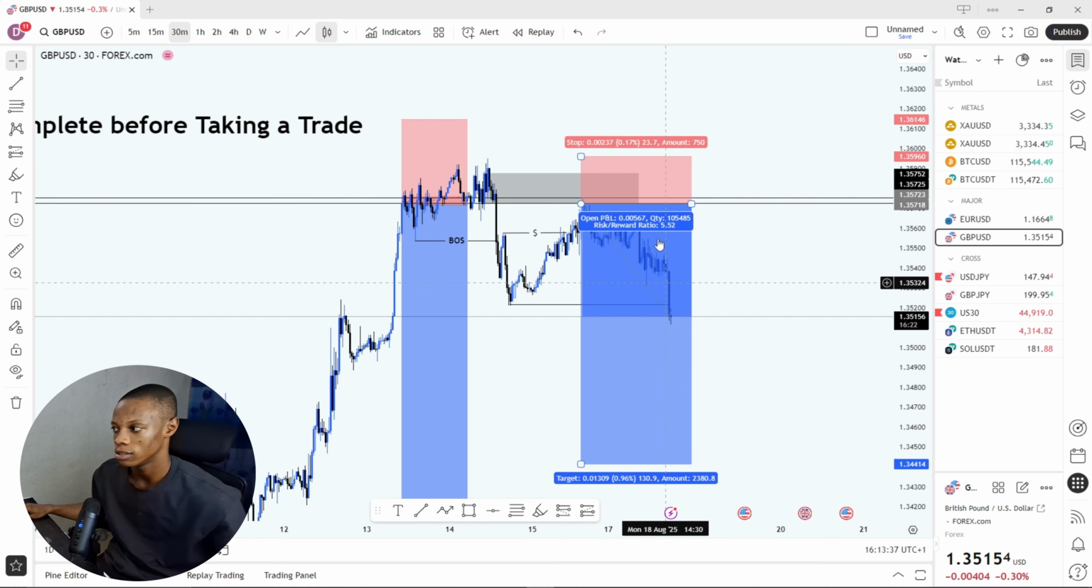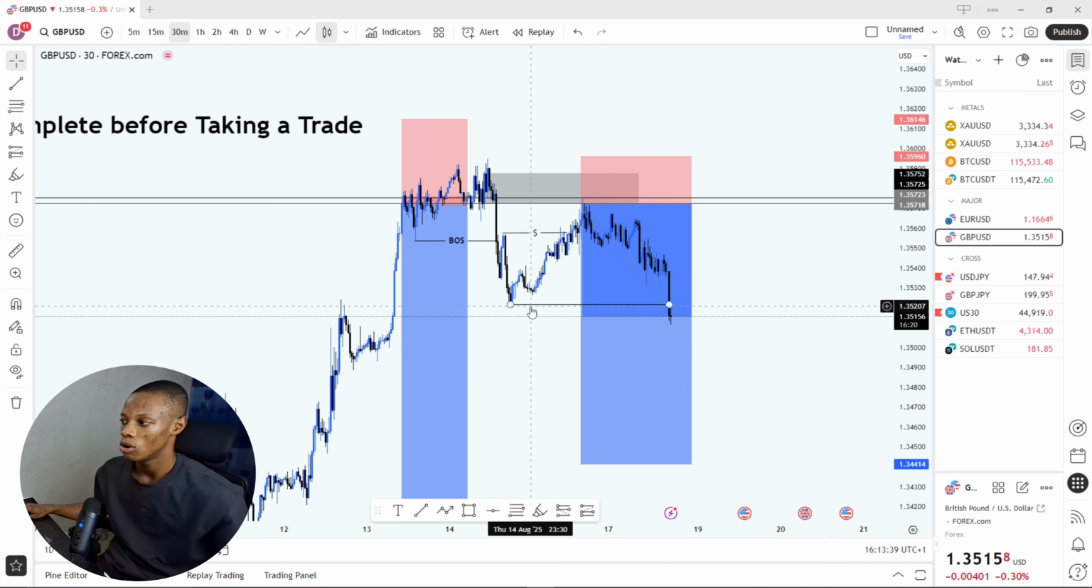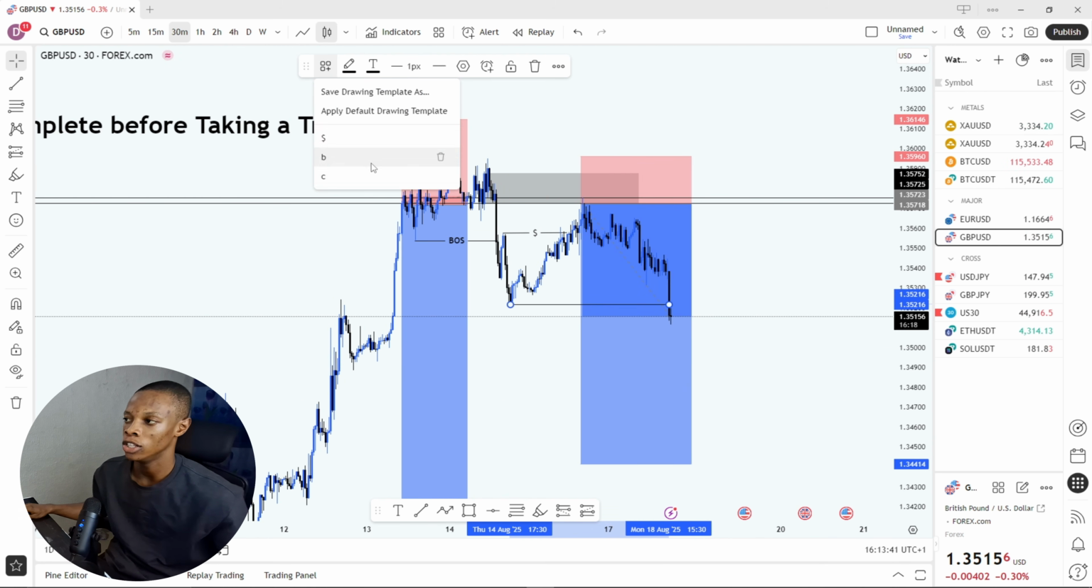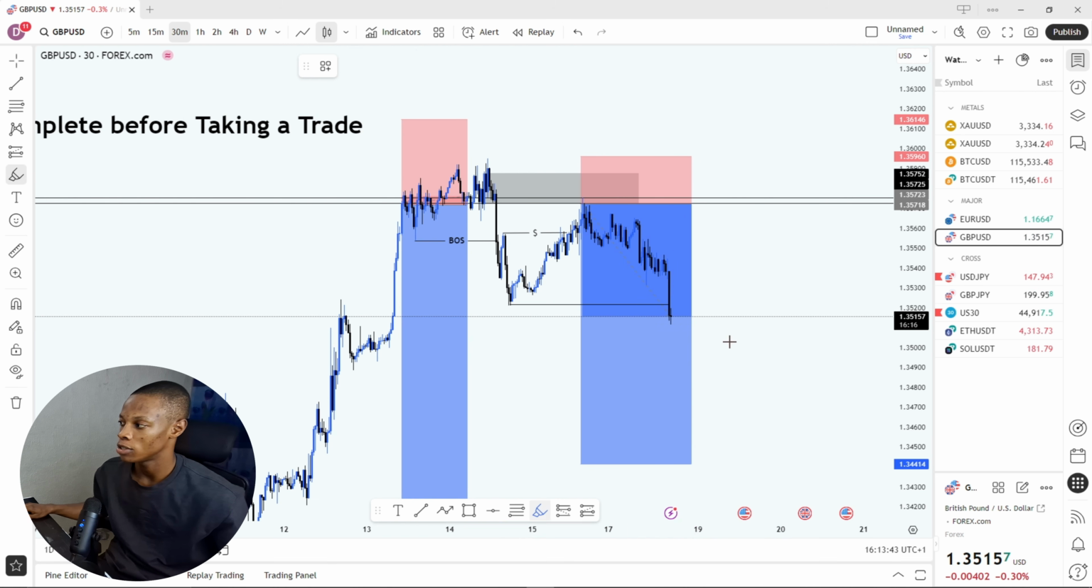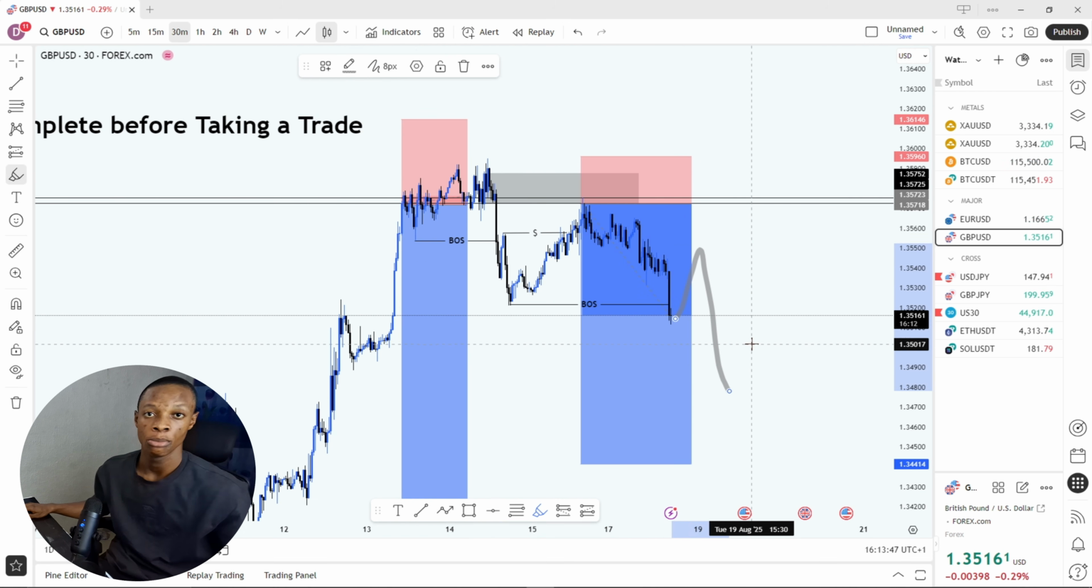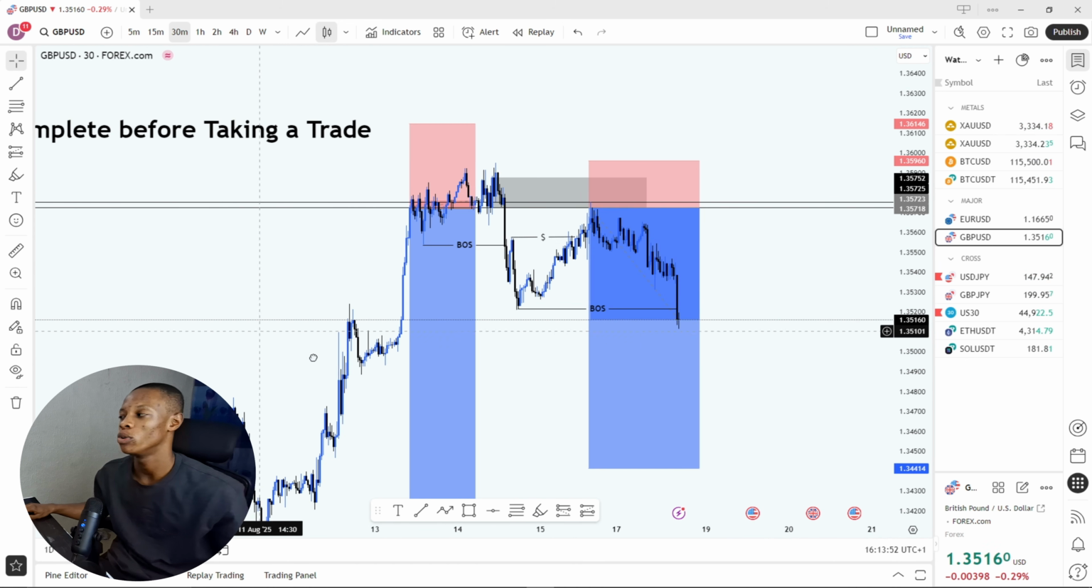Now it has broken this low as a break of structure. What do you expect? I expect price to retrace up a little, come back to a level, then go down again to break structure, because it's bearish. I'm gonna be looking out for sells, just like that. I'm trading along with the market trend.